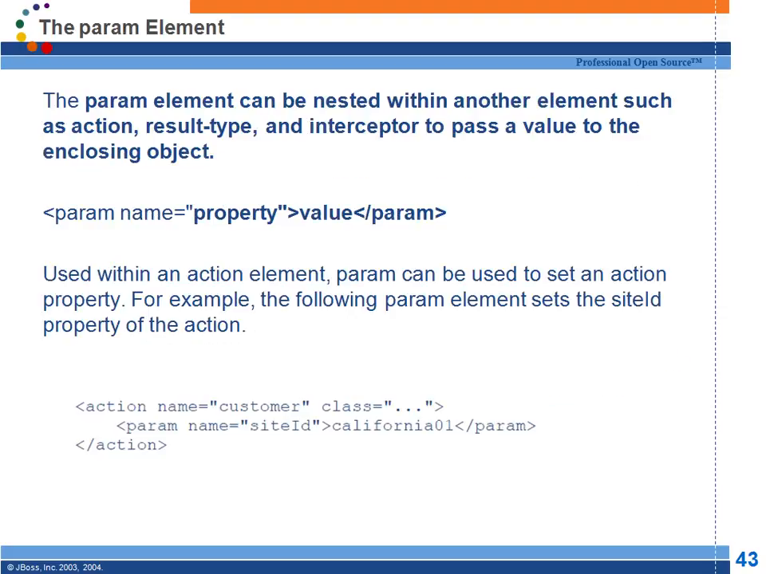Next, the param element can be nested within another element such as action, result type, or interceptor. You can use a param tag like this: param name, value. Example here, inside the action tag you can use a param with a name and value, right? So what happens is, in this customer class, if there is a variable which matches this parameter name, automatically the setter will be called, right?